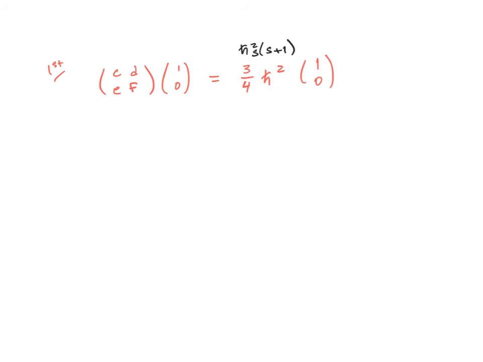Then our second equation has to do with our spin down spinner. So for our spin down spinner, we've still got C, D, E, and F as our spin matrix. Spin down is that 0 and then 1.